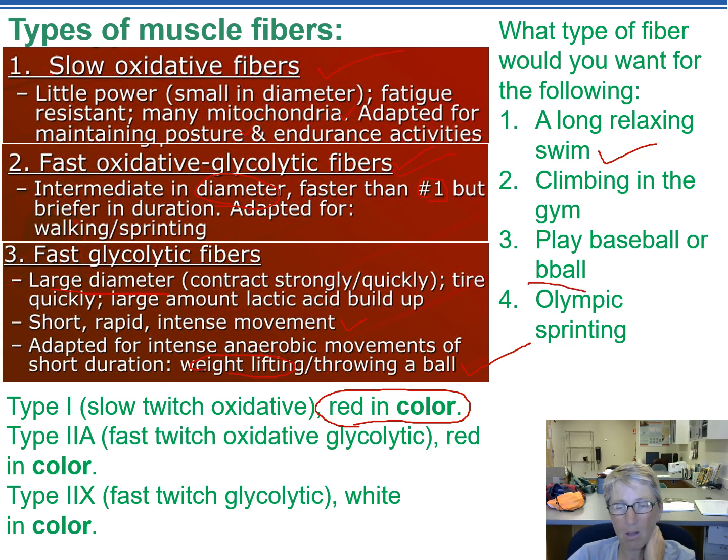But what if you're an Olympic sprinter? What would you want? You would want the fast glycolytic fibers, large diameter, short, rapid, intense movement.